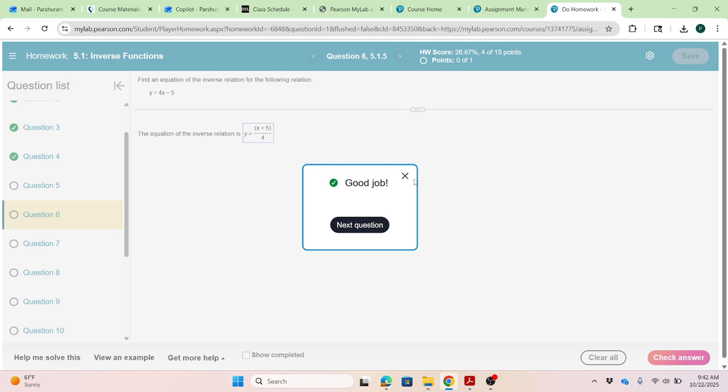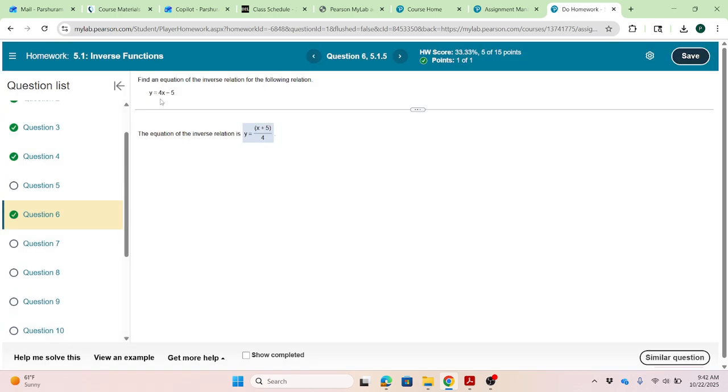So here is the thing, look at here. For this one, originally what we're doing is multiplying the inputs by 4 and subtracting 5. The reverse of that would be adding 5 to the inputs and dividing by 4.